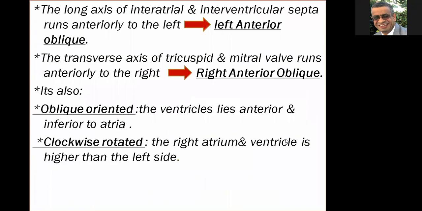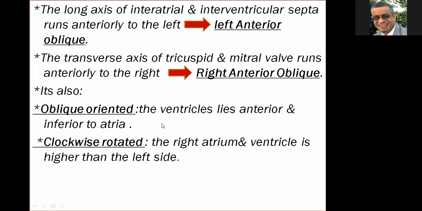The long axis of the interventricular septum runs obliquely to the left. Thus, it is left anterior oblique. The transverse axis of the tricuspid and mitral valves runs anteriorly to the right. Thus, it is a right anterior oblique. It is also obliquely oriented, so the ventricles lie anterior and inferior to the atria. It is also clockwise rotated, so the right atrium and ventricle are higher than the left side.